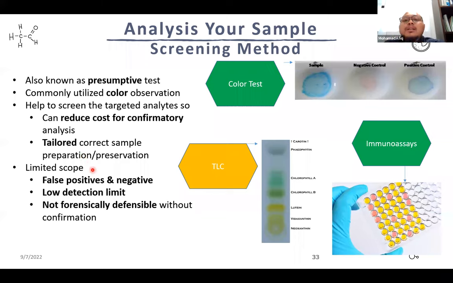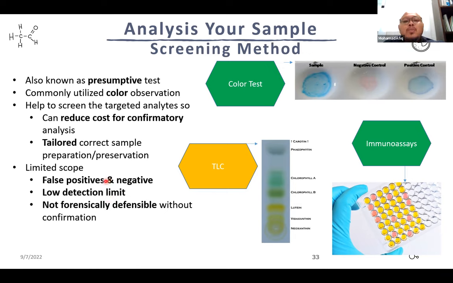However, the screening method also has some disadvantages, including that it can give false positives and negatives. I'll give you an example from my experience. Later we will learn about explosive analysis. In explosive analysis, for example, some explosives will produce a red color if you react them with the Griess reagent. But cleaning material like Clorox or detergent, bleach and detergent, will also produce the same result. So it can give us a false positive.